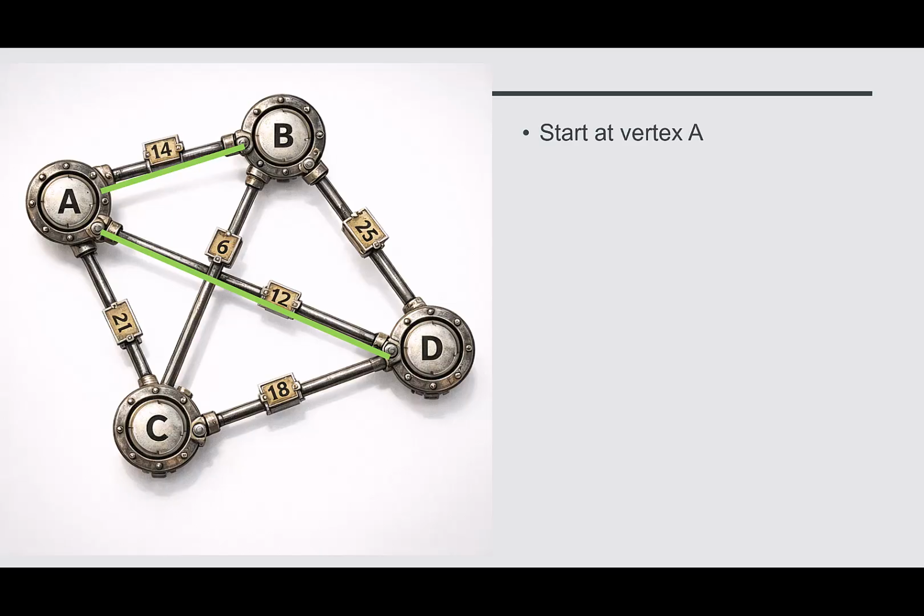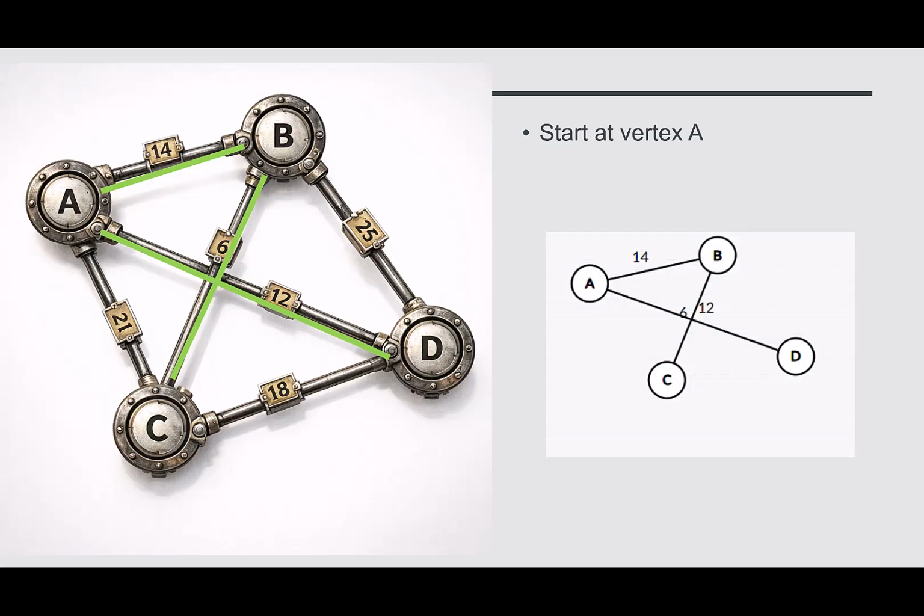We've used up 3 of our vertices, A, B, and D, but we need to connect in C. So we can either use the weighted edge 6, 21, or 18. Since 6 is the smallest, that's the one we'll select. Let's take a look at our final spanning tree. Now we can add up our edges of 14, 6, and 12 to get a total of 32.